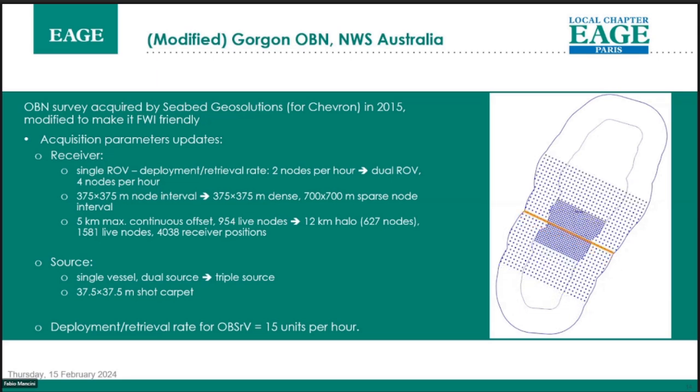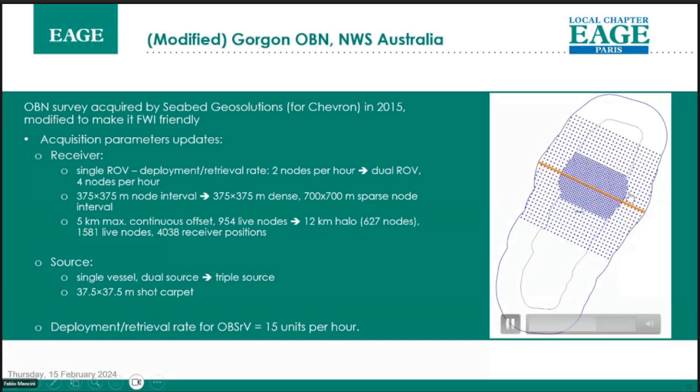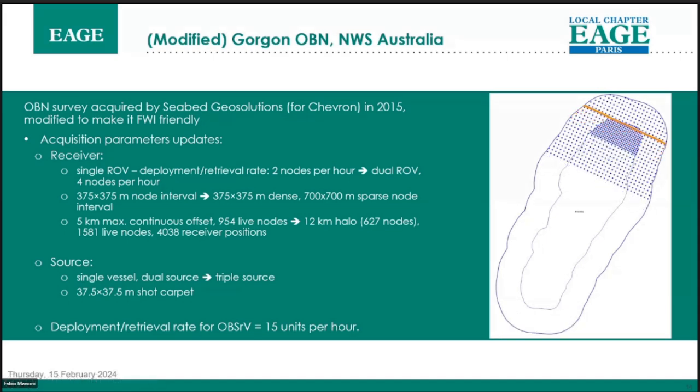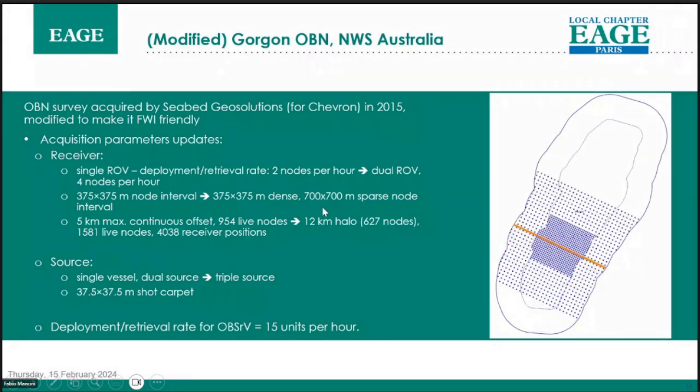In this case, I have updated the parameters to make it more modern, in particular FWI friendly. You can see from the movie here the rolling direction of the node. The dense patch is actually the patch that was acquired in 2015. And here, to make it more modern, I put a halo of nodes in a bit more sparse configuration. You can see here the parameters: the node spacing was 375 meters, and I kept that for the dense patch, but now I put a halo of 700 by 700 meters.